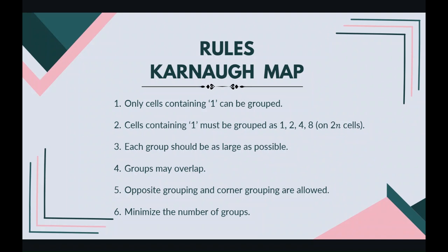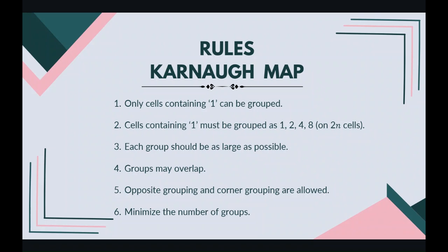Second, each group must contain 1, 2, 4, 8 or more cells in powers of 2. Third, to achieve the most simplified expression, groups should be maximized. If a larger group can be formed without violating the rules, it should be prioritized. Fourth, a single one can be part of multiple groups. This redundancy helps further simplification by covering terms efficiently.